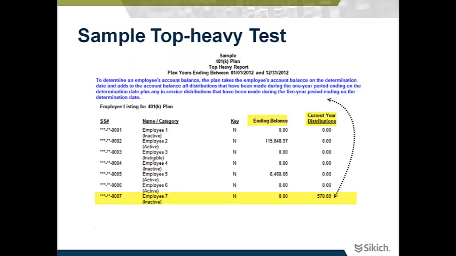So here we have a sample top-heavy test. And as you can see, to determine the employee's account balance, in this case, the plan takes the account balance on the determination date and adds to the account balance all distributions that have been made during the 1-year period ending on the determination date, plus any in-service distributions that have been made during the 5-year period ending on the determination date. And in this case, we have where we're adding back the current year distributions.